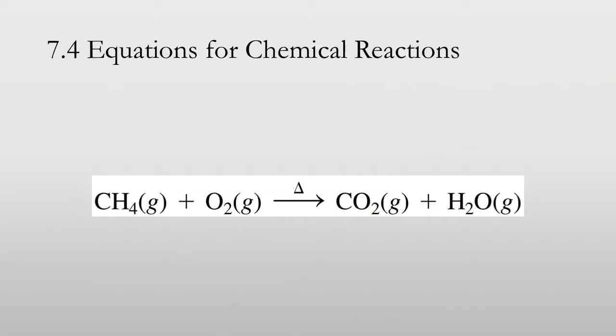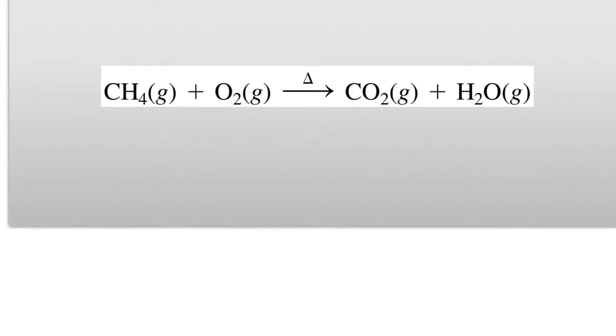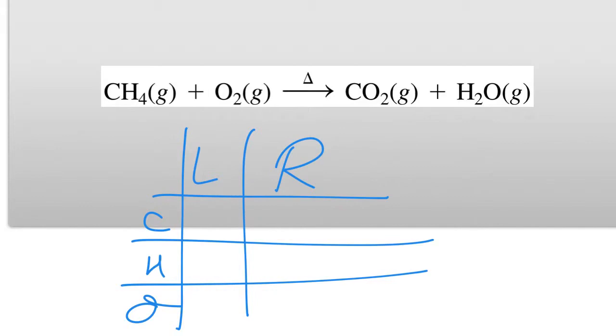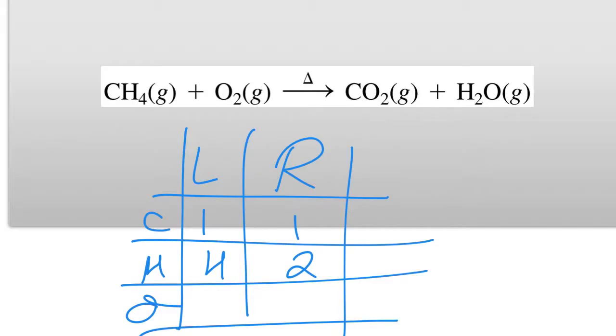All right, so this one here, is this reaction balanced? Let's see, on the left, I like to make these tables. I have left and right. The elements I have are carbon, hydrogen, and oxygen. On the left side of the equation, I've got 1 carbon. On the right-hand side, I've got 1. Hydrogens, I've got 4 on the left, 2 on the right. And oxygens, I've got 2 and 3 on the right.